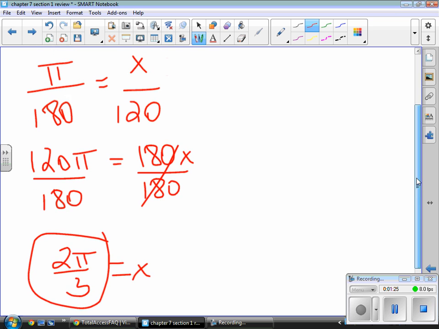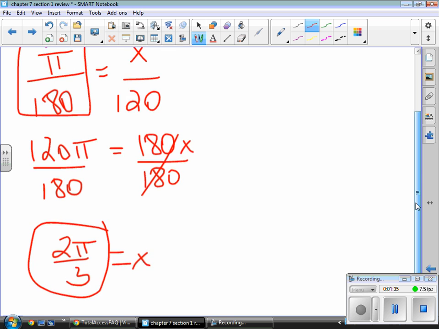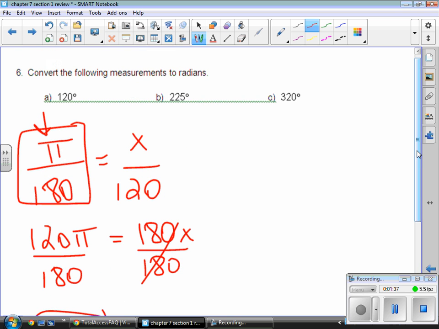Because I know my standard thing, I know this is a fact, right? Pi is worth 180 degrees. Pi radians is 180 degrees. So you can do that for the other ones. Just plug in what you know, like for C, I'm going to still use that same proportion, 180 and pi equals x radians for 320.